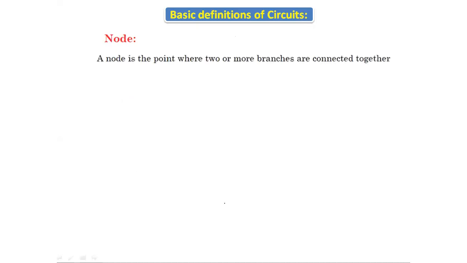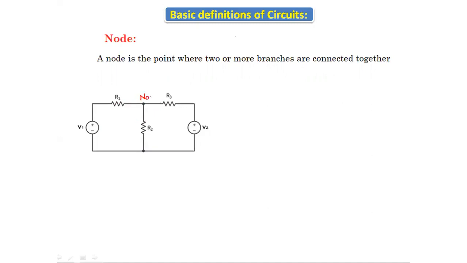Now we'll see some more definitions. Now we'll see the node. What is a node? A node is a point where two or more branches are connected together. If we see one example here, we can easily identify how many nodes are there. This is one branch, this is one branch, this is one branch. These two or more branches are meeting at one point. That's why it is called a node.